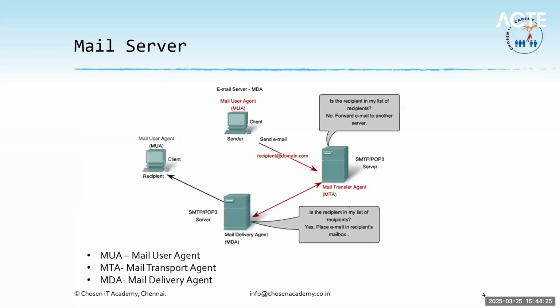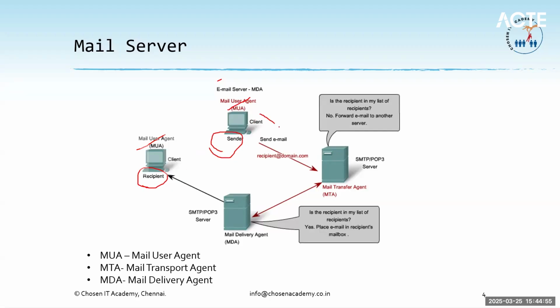I used some terminologies like MDA, MTA, and MUA. We'll see all that. So now this is a picture. The mail user agent is the user. There is one mail user agent at the top, another mail user agent at the bottom. The one at the top is the sender, and the other one is the recipient.